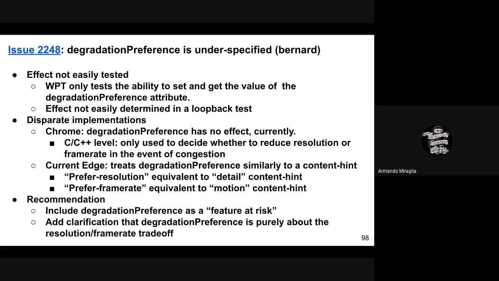Okay, this is issue 2248. It was originally posted on WebRTC PC, but somewhat related to this discussion. And it's a discussion of degradation preference. The first thing to note is that in our WPT tests, we only test the ability to set and get the value. So we don't actually really test the effect of it. And unlike some other attributes that we have, like max frame rate, it's not that easy to think about how you would actually test the effect.